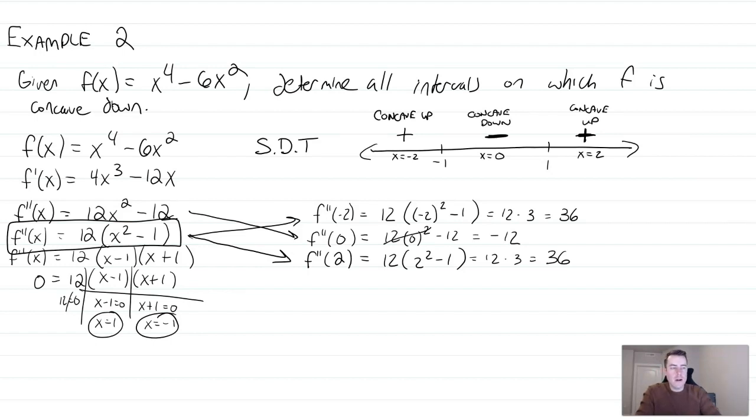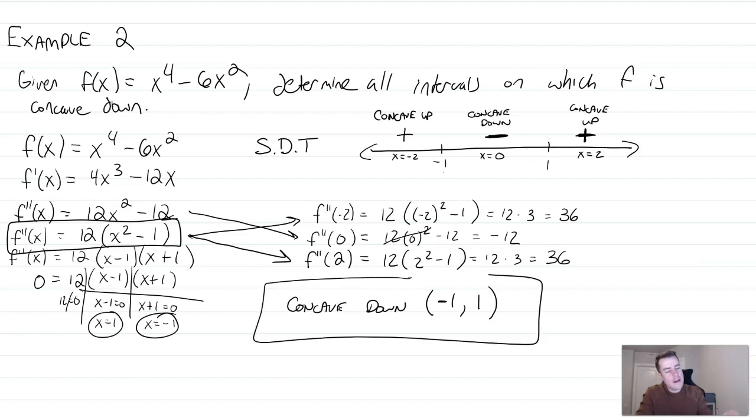So we want to know all the intervals on which f is concave down. Well, you could see it's concave down on the interval from -1 to 1. And Delta Math uses parentheses for this, so we're going to use parentheses -1 to 1. Rather than the brackets, make sure you use the parentheses for concavity, concave up and concave down. And there you go. That would be the answer to this problem.